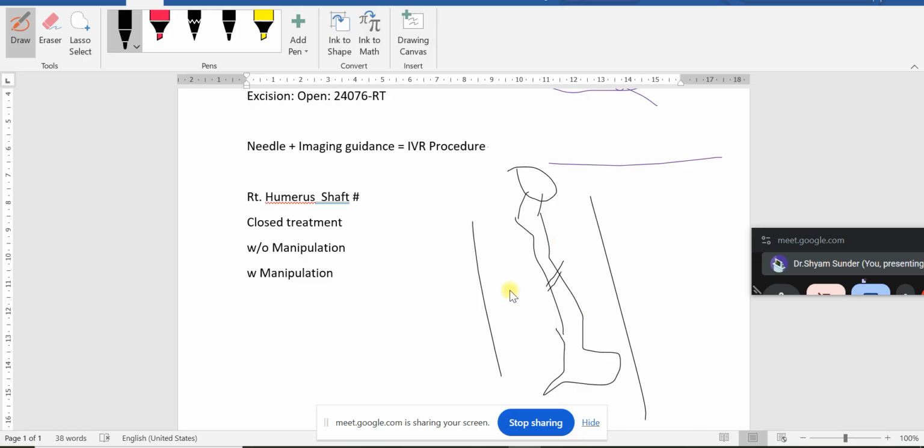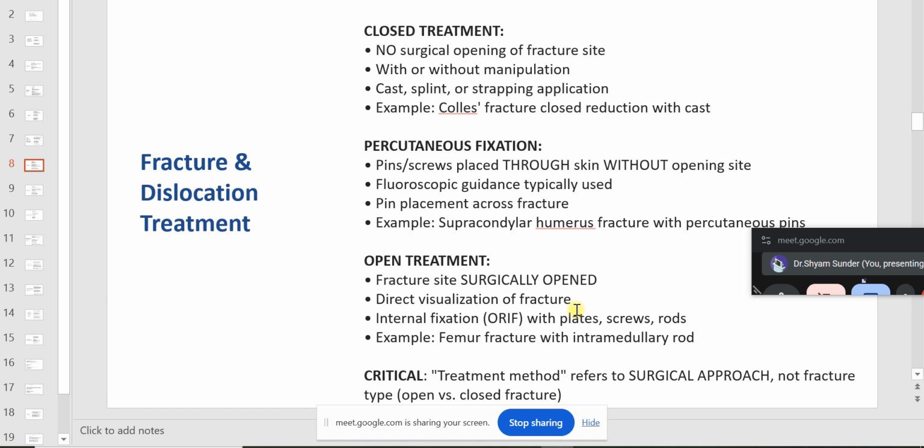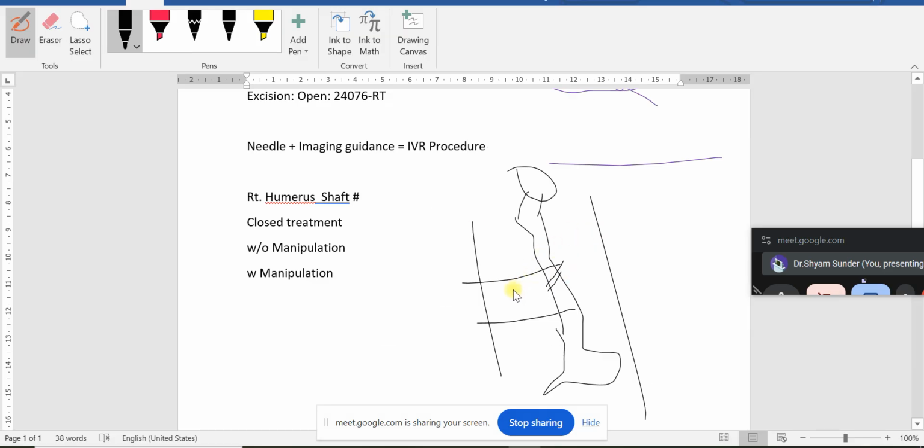But what is percutaneous fixation? Now the surgeon puts needles through the skin like this. This is percutaneous skeletal fixation. Pins and screws are placed through the skin without opening the site. If required, you can use fluoroscopic guidance. When you put these pins and screws, this portion will be aligned. They keep it like this for 6 weeks, and within 6 weeks this fracture will heal.